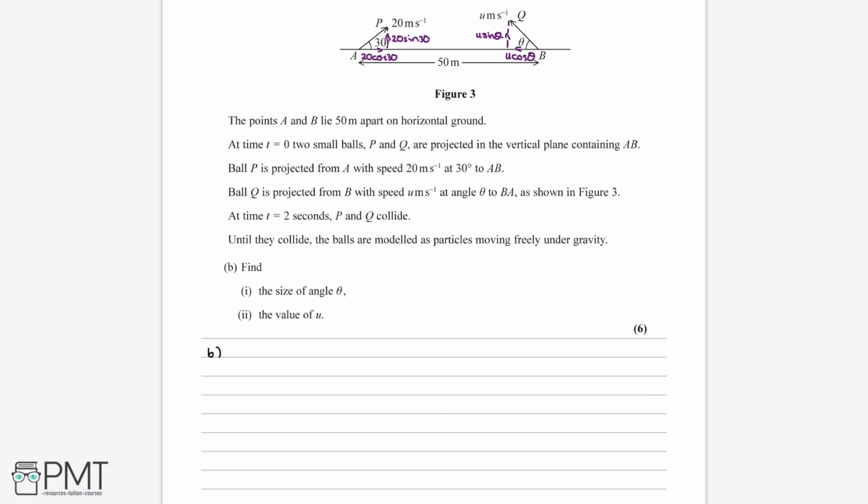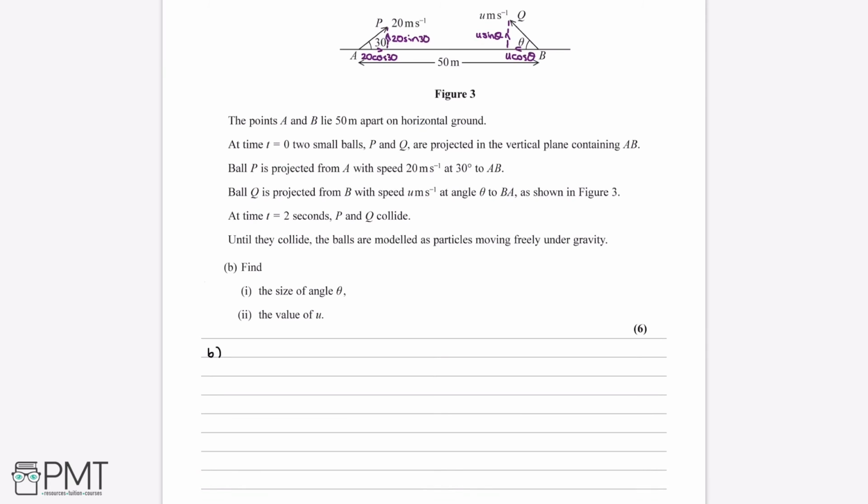But the first thing we want to do is use what we already know, that P and Q collide when time is equal to 2 seconds. And therefore, if we think about resolving vertically, the vertical height of P at t equals 2 seconds must be the same as the vertical height of Q at t equals 2 seconds, because if they're colliding, they must be at the same vertical height.